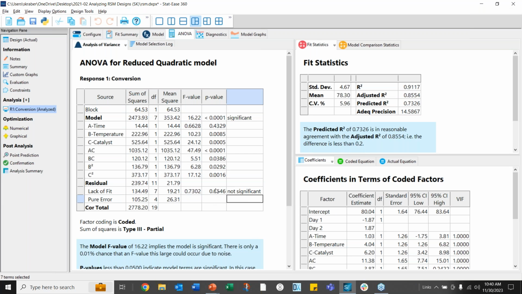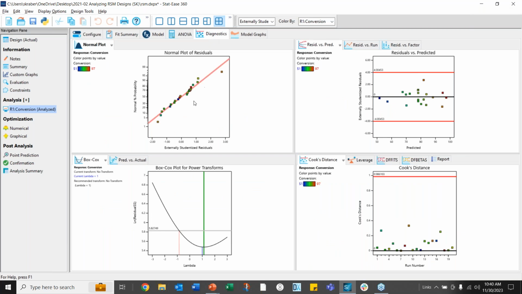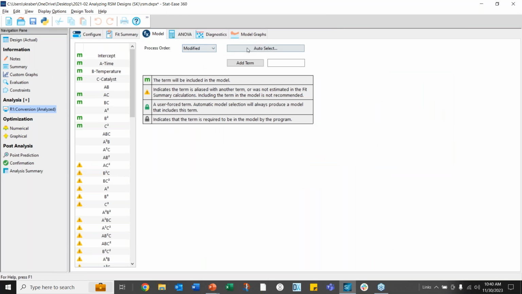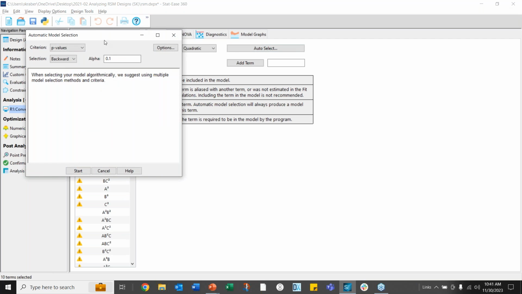Okay, so after that adjustment is done, then you double check your lack of fit, you double check your R squareds, and they should all look good, and you double check diagnostics. Make sure everything looks good on the diagnostics, which it does. Okay. There are a couple of other options when you want to change options. You always need to set your process order back to the original, set it back to quadratic.